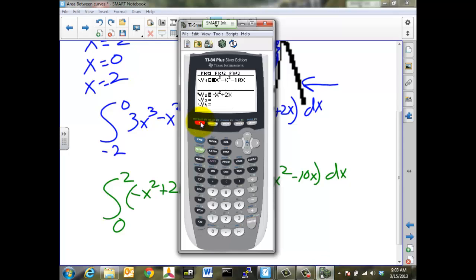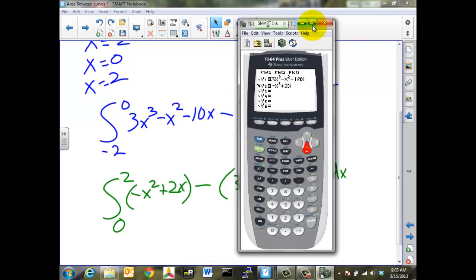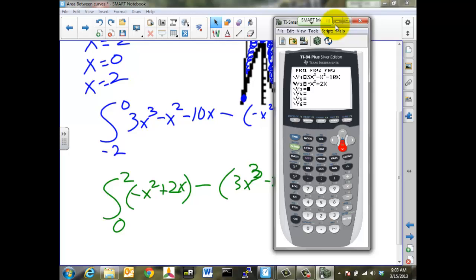All right, so the first thing we need to do is go here and make two more new functions. I've got the 3x cubed and I've got the negative x squared. Now for y3 I want to be this blue function right here, top minus bottom. I can type all of that over, or I should be able to go right here and say variables, y variables, function y1. So whatever I've got in y1, it's going to put there.